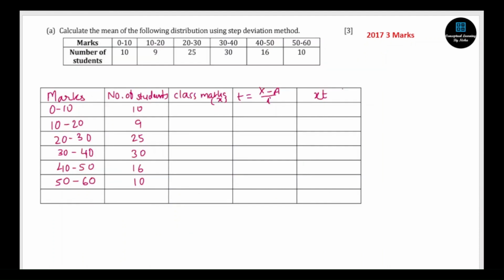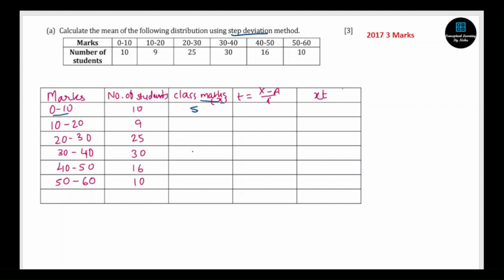Now 2017 paper 3-marker question. We have to calculate the mean using the step deviation method. They have mentioned that we have to use the step deviation method. Now marks and the number of students are given. So we have to write the class marks value, x value, and step deviation t equals x minus a upon i, where i is the class length, and then we have to find xt. So if I write the class marks, 0 plus 10 upon 2, I'll get 5, okay, and then t.